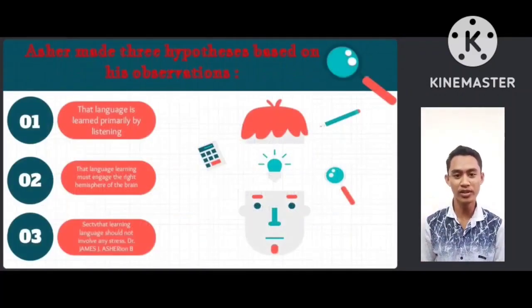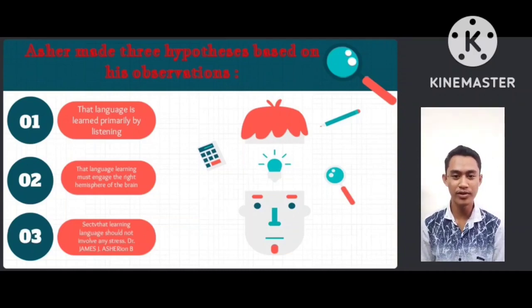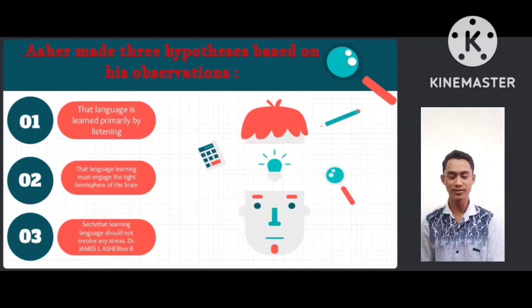Asher made three hypotheses based on his observations. First, that language is learned primarily by listening. Second, that language learning must engage the right hemisphere of the brain. And the third is that learning language should not involve any stress.